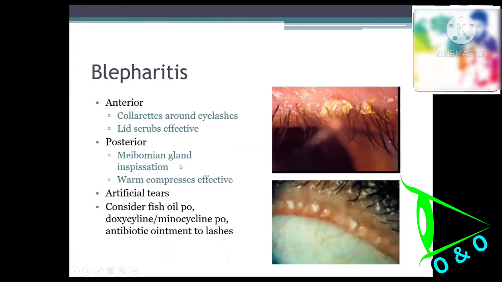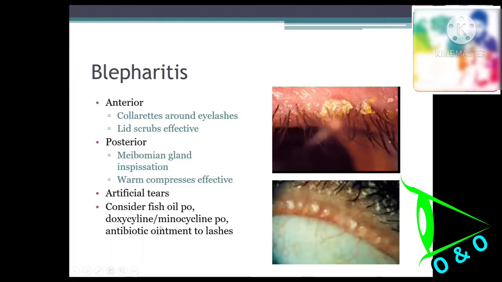A lot more commonly than anterior is posterior blepharitis, where you'll see plugged up oil glands, or meibomian gland inspissation, which we see here. Warm compresses are going to be very effective for posterior blepharitis. Other treatments: artificial tears, you can also consider oral fish oil, oral doxycycline or minocycline.